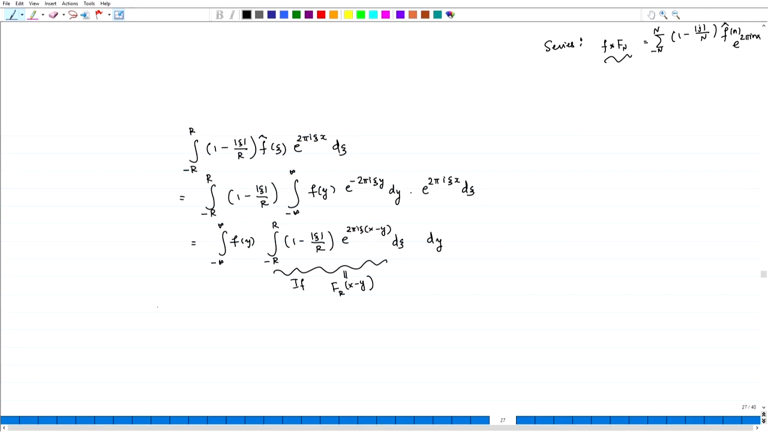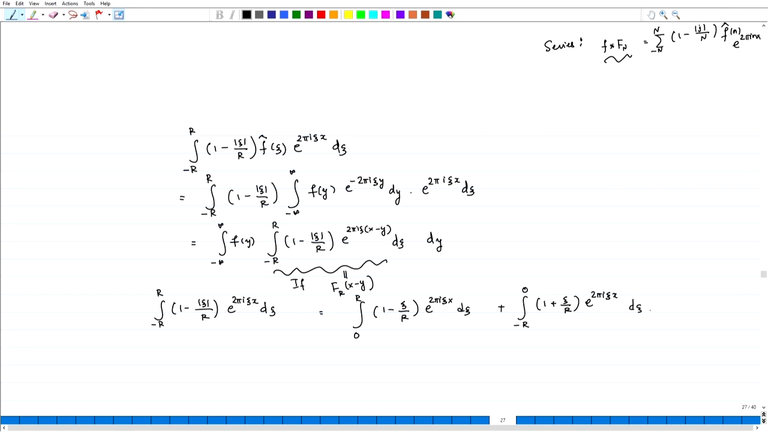Okay, so that essentially asks us to compute the integral from minus r to r of 1 minus mod xi by r, e to the power 2 pi i xi x d xi. The mod is there, and we want to get rid of that. We will get the integral from 0 to r of 1 minus xi by r, e to the power 2 pi i xi x d xi, and here the integral from minus r to 0 of 1 plus xi by r, e to the power 2 pi i xi x d xi.